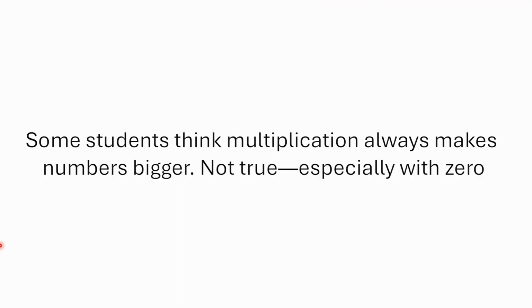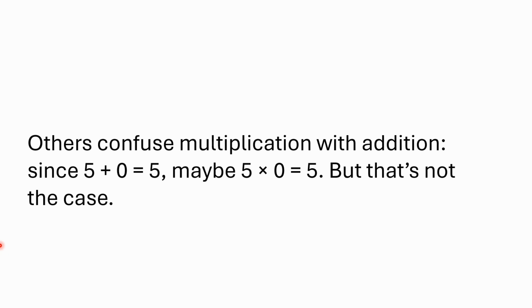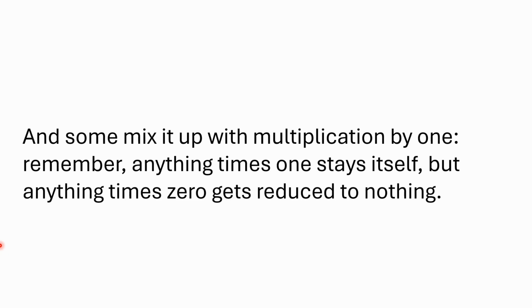And there are some common misconceptions out there about zero. Some students think that multiplication always makes numbers bigger. This is not true, especially with zero. Others confuse multiplication with addition. Since 5 plus 0 is 5, well, maybe 5 times 0 is 5. But that's not the case. And some mix it up with multiplication by 1. Remember, anything times 1 stays itself, but anything times 0 gets reduced to nothing.